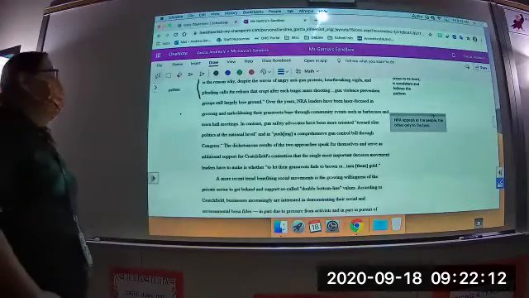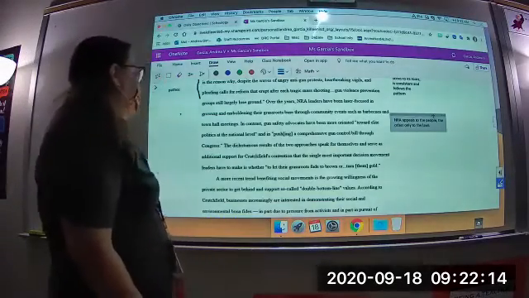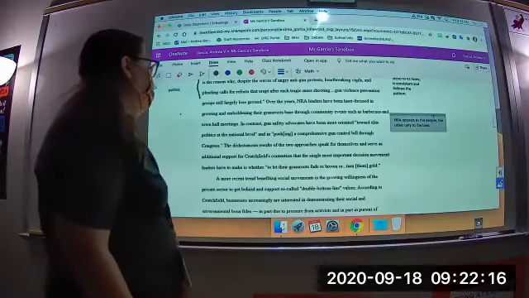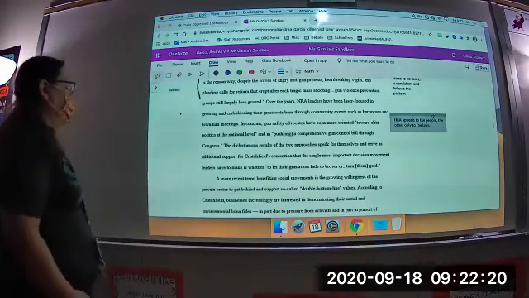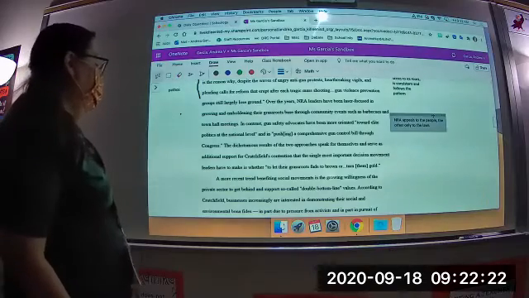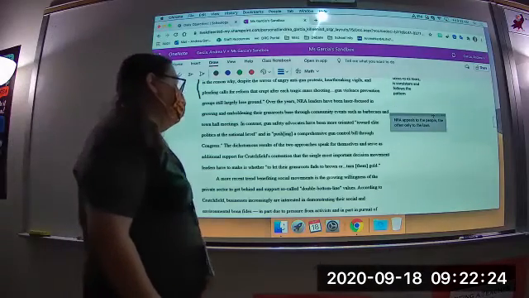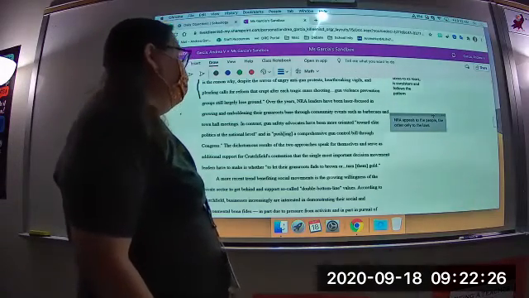The dichotomous results of the two approaches speak for themselves and serve as additional support for Crutchfield's contention that the single most important decision movement leaders can have to make is whether to let their grassroots fade to brown or to turn them gold.